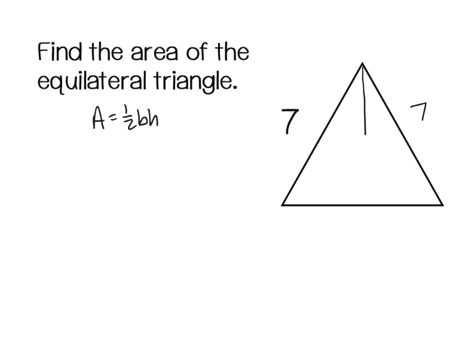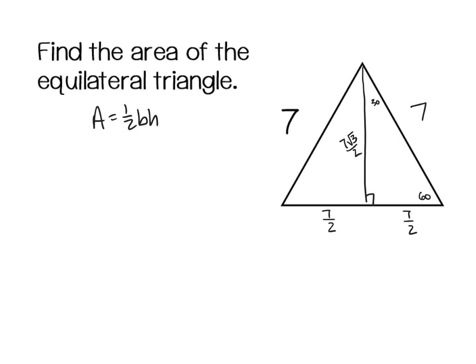When I draw in my height, my altitude there, this is half of 7. Each of those parts is half of 7. You can write 3.5, but typically when you're using radicals, you use them with fractions instead of decimals. So I'm going to go ahead and leave it as 7 over 2, so 7 halves. Since my short leg here is 7 halves of my 30, 60, 90 triangle, that makes my long leg 7 radical 3 over 2.